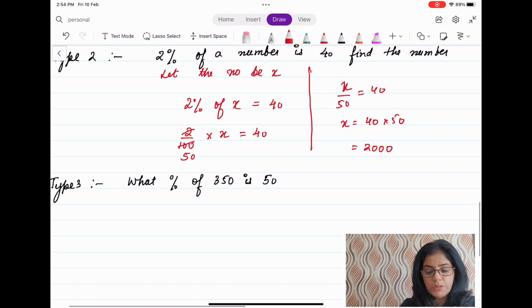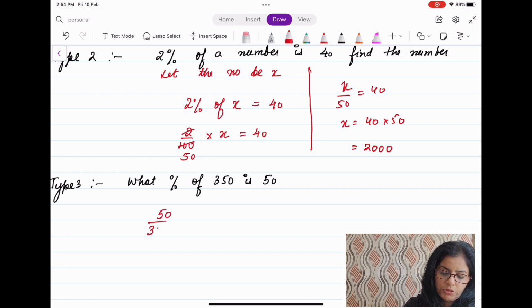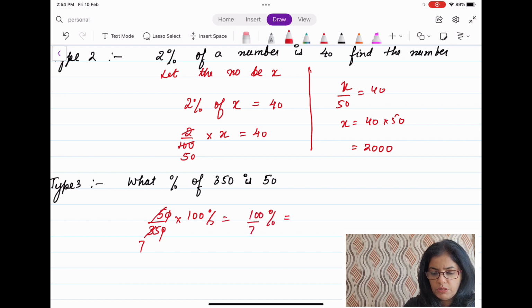Third type: what percent of 350 is 50? That means we have to find the percent here. The rule when we have to find percent is we change it to a fraction and then multiply by 100%. So 50 upon 350 into 100%, cancelling the zeros, 7. So it is 100 upon 7%, that is 14 2 by 7%.